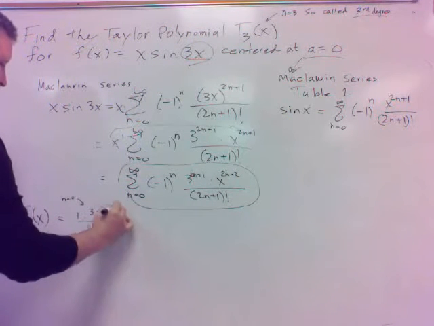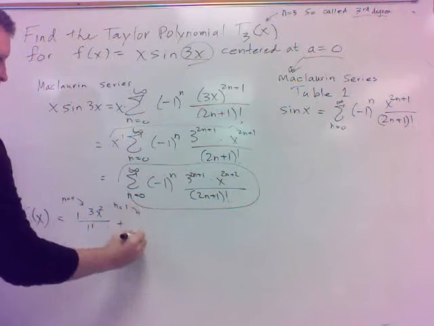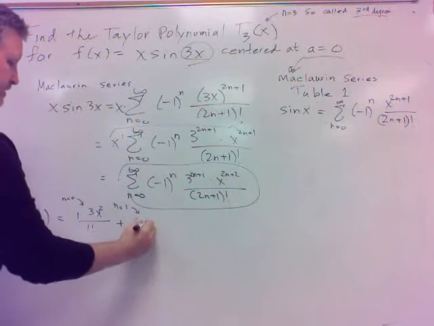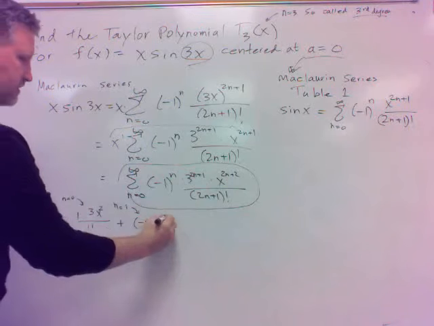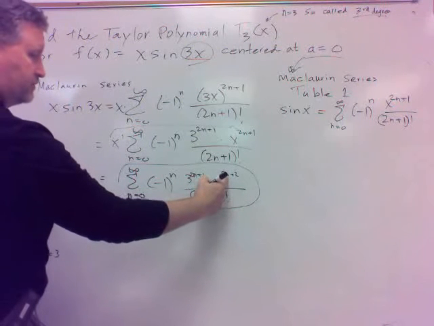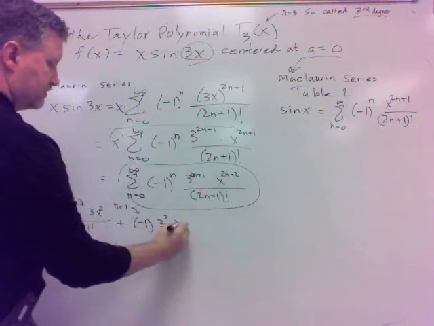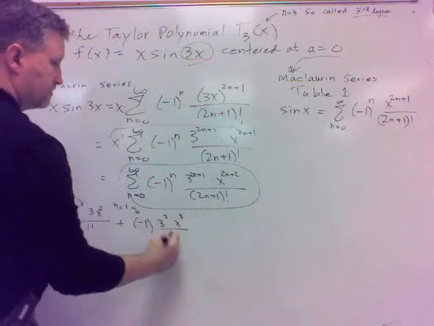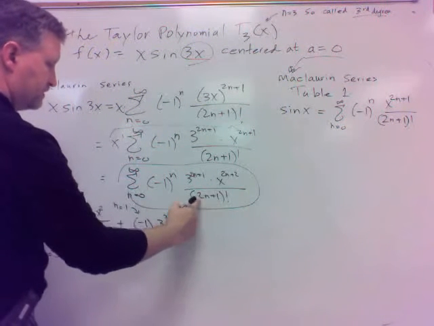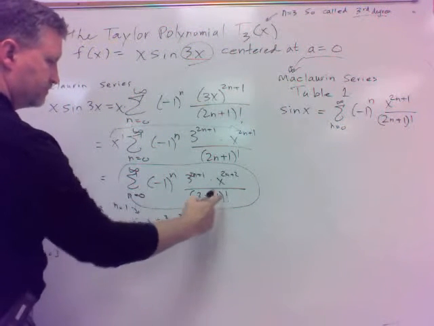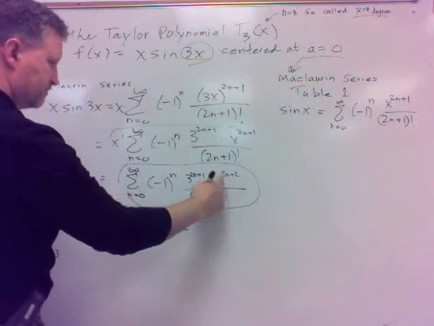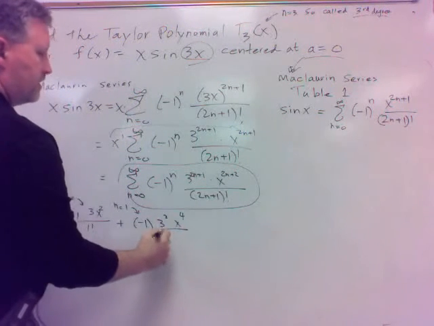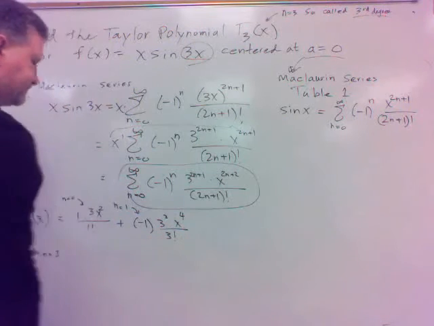And I'll do n equals 1. Well, n equals 1, I have negative 1 to the 1. 3 to the 2n plus 1, that'd be 3 cubed. 2n plus 2, 2 times 1 plus 2, that would be 4, wouldn't it? 2n plus 2 would be 4. This would be 3 factorial.